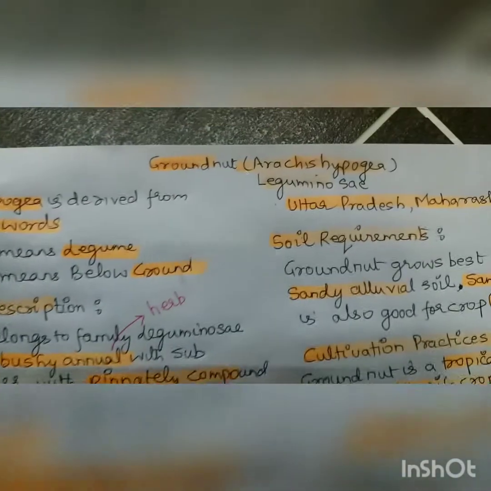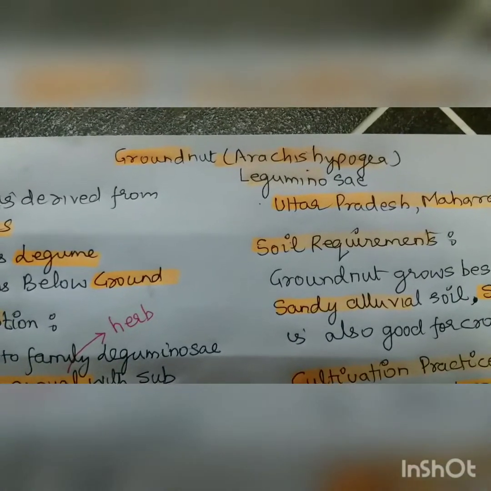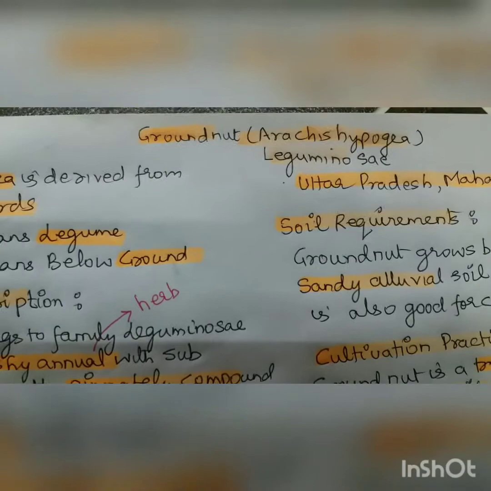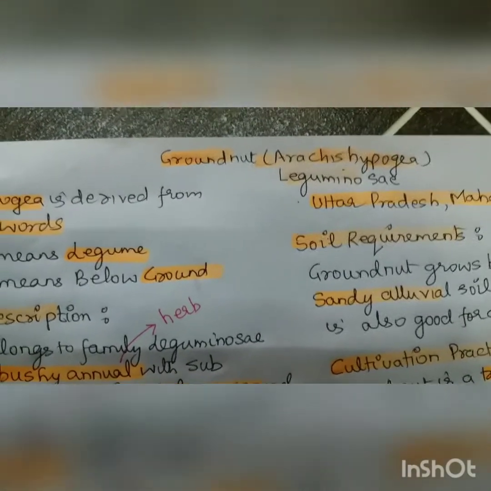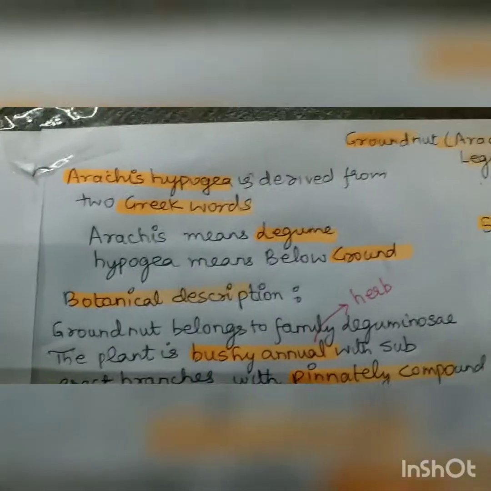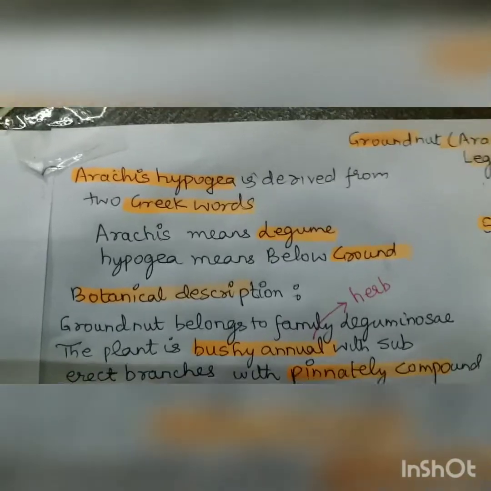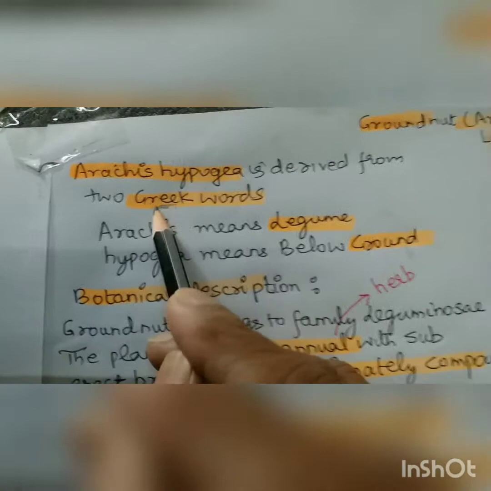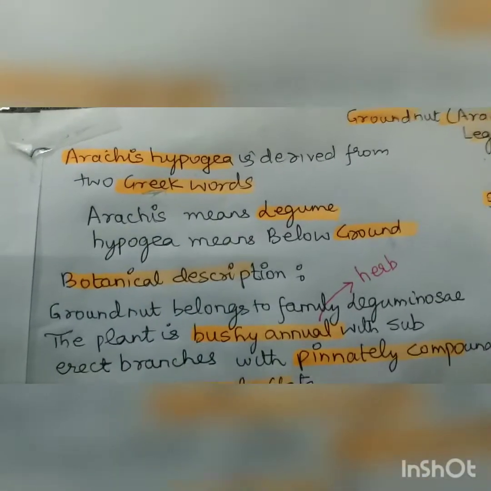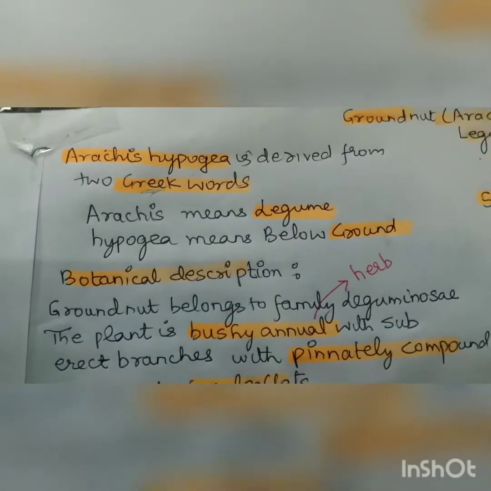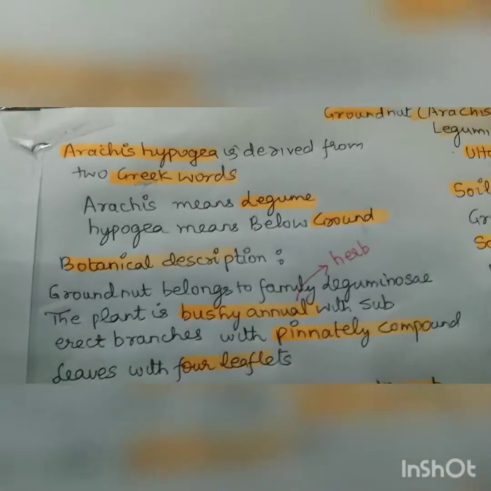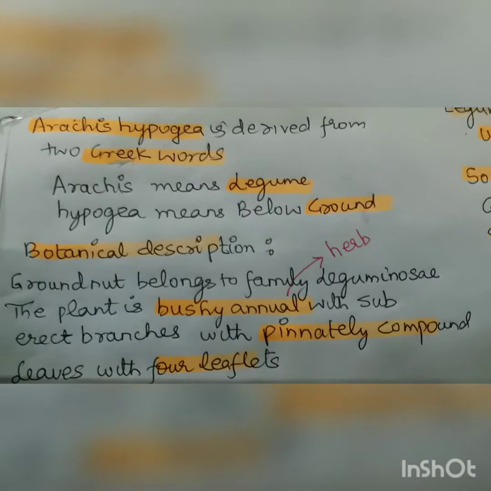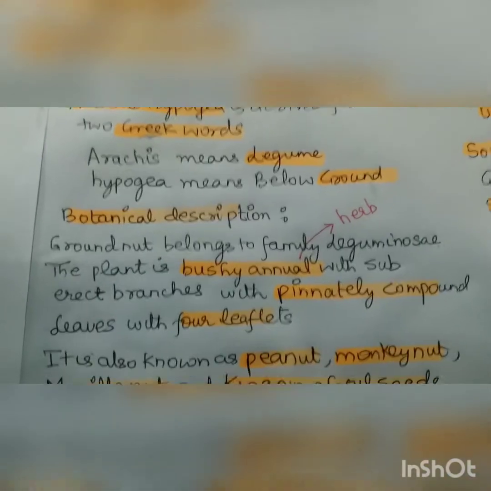Groundnut's botanical name is Arachis hypogaea, and it belongs to family Leguminosae, because in subsequent days I will start the families. This is a very important family. Arachis hypogaea comes from a Greek word. This question will come, with options Greek, Latin, or others. Arachis means legume, and hypogaea means below ground, because these legumes fruit under the soil. I will tell you later on.